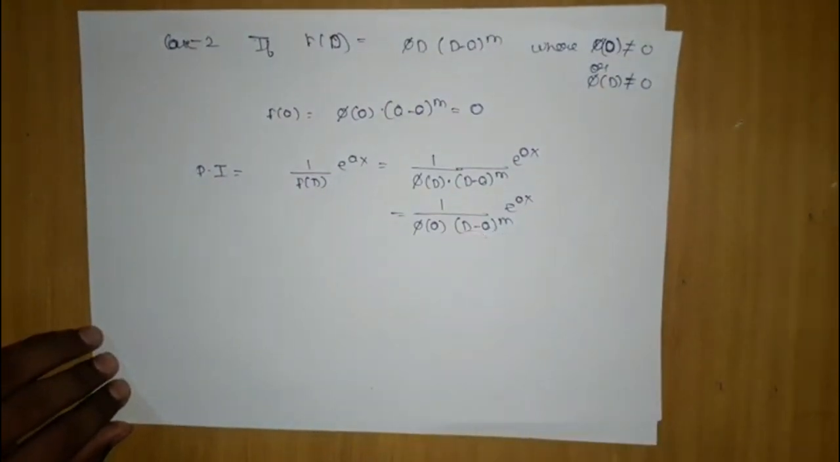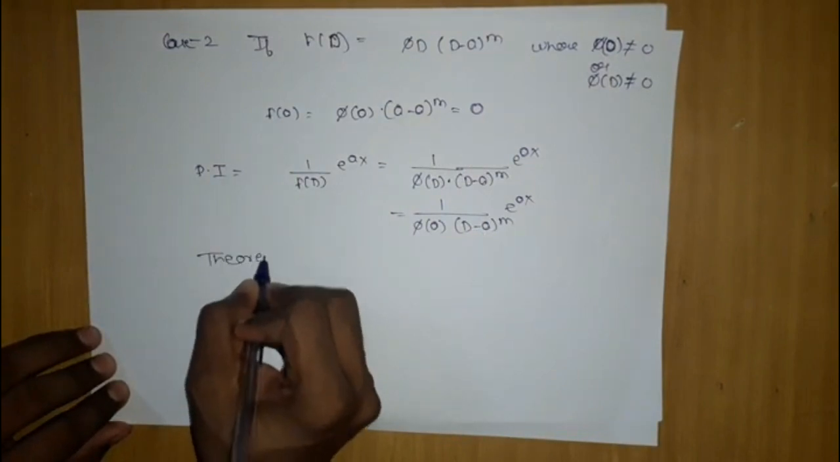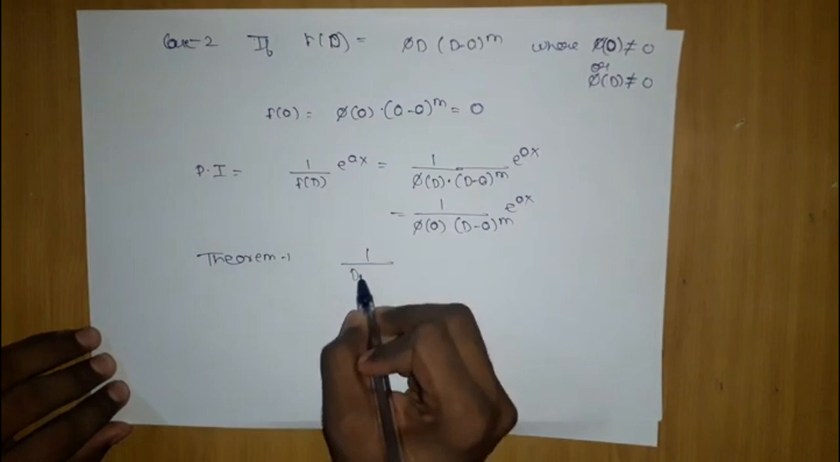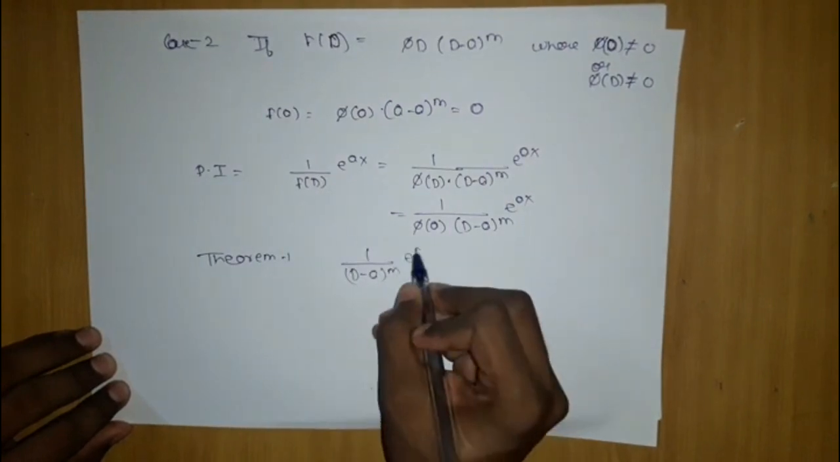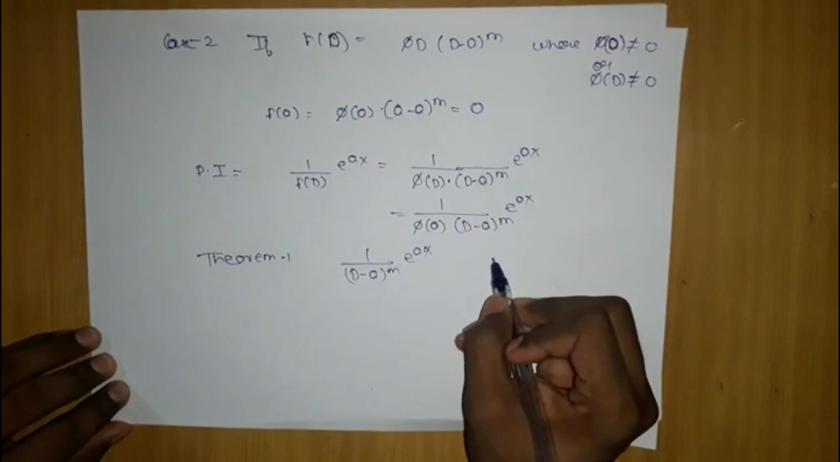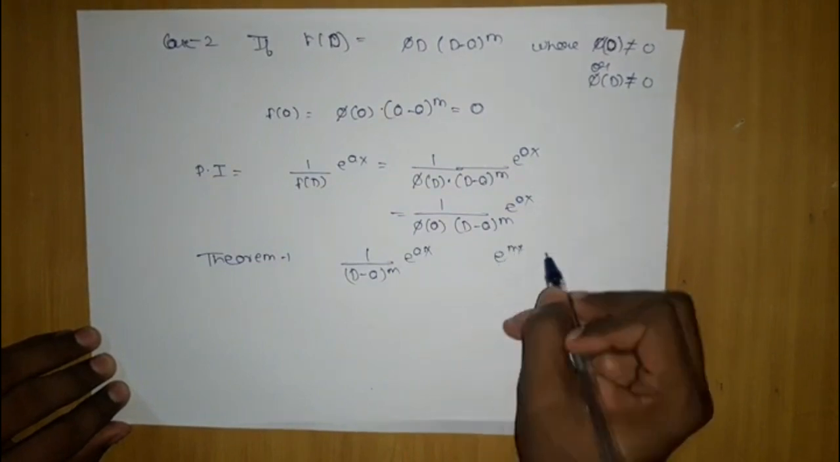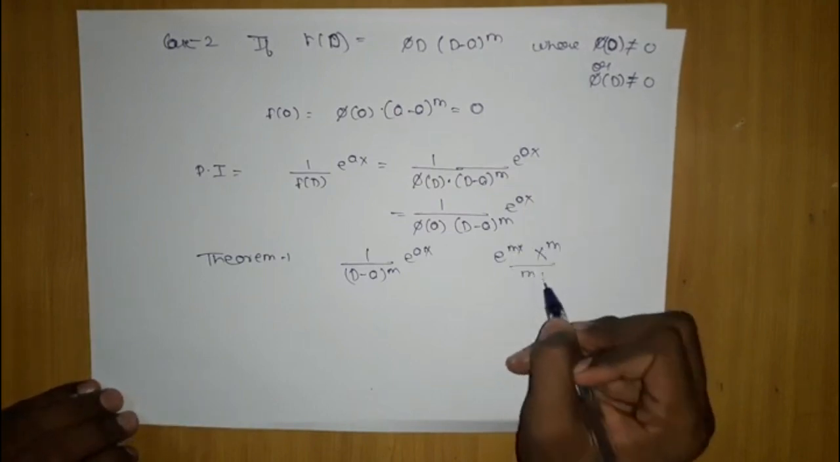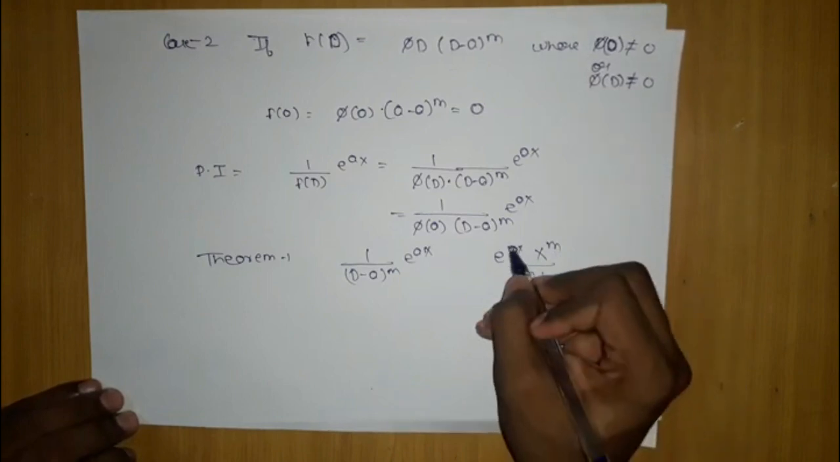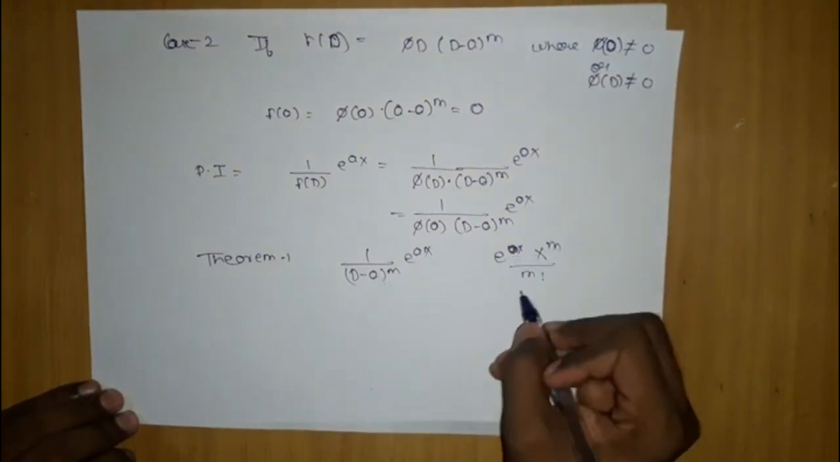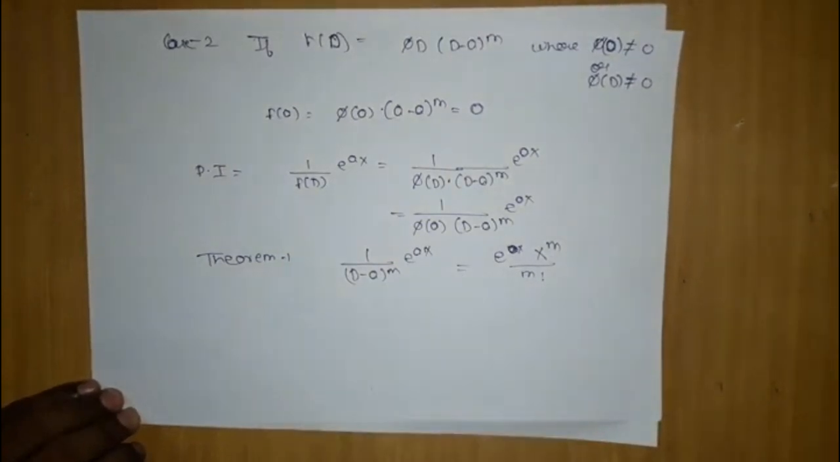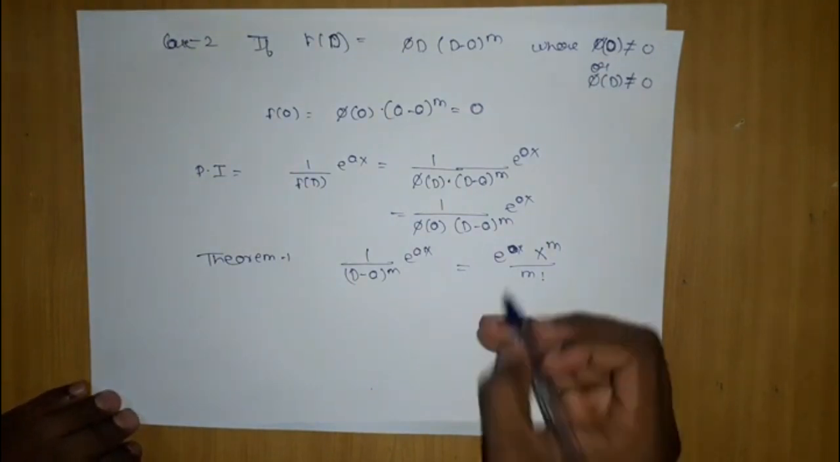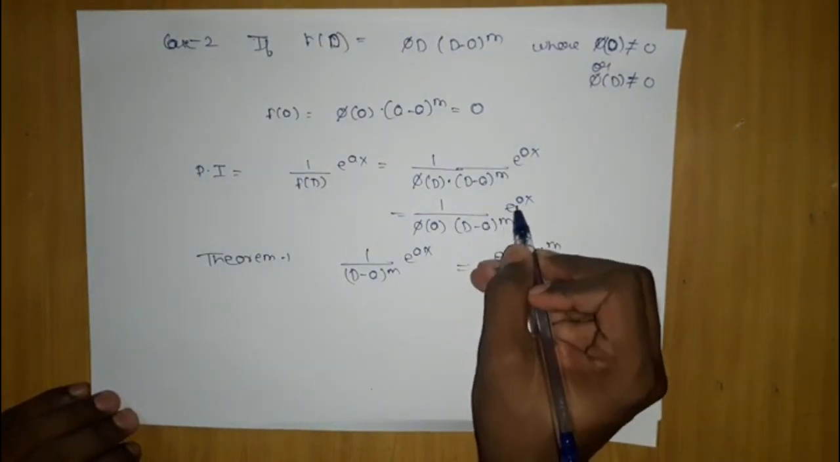So you remember Theorem 1, which we discussed earlier. Theorem 1 says that 1 upon (D minus a) power m into e power ax is nothing but e power ax into x power m upon m factorial. This was Theorem 1, which we discussed in the starting session, the basics of higher order linear differential equations with constant coefficients. Now we will use this thing here, because you can see (D minus a) power m into e power ax.